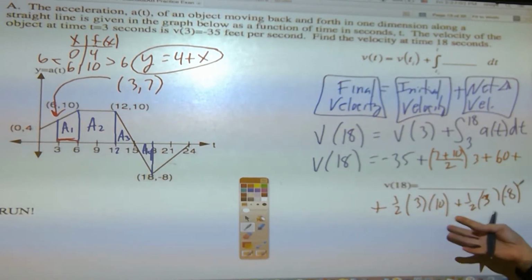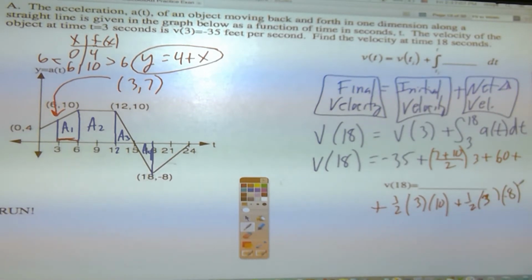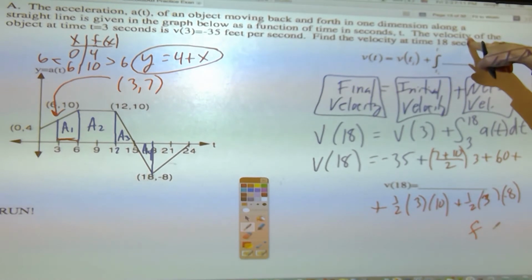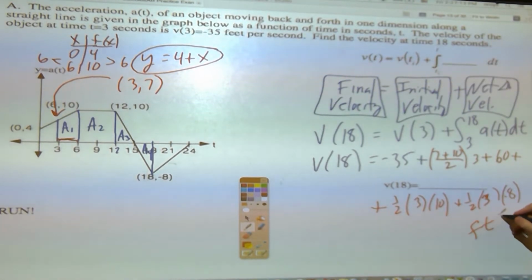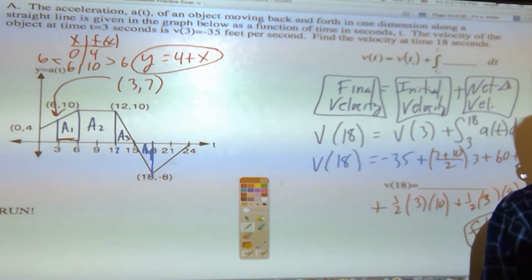Of course you do have to simplify all this, but assuming that once you get the setup, you can simplify it accurately and put the answer on. Are we in feet per second? Yep, so we expect that the velocity at time 18 will be this number of feet per second. So that's the warm-up question.